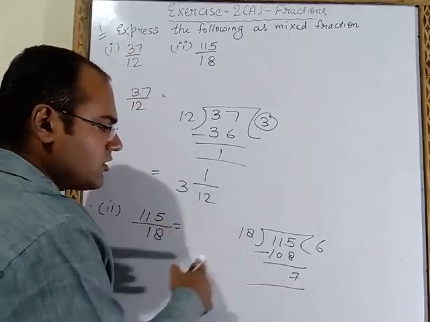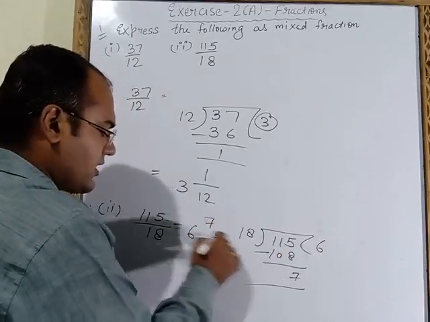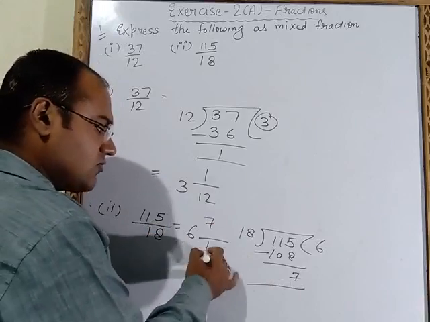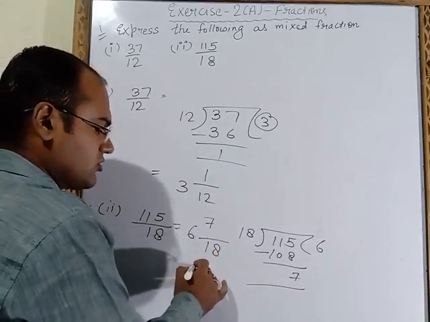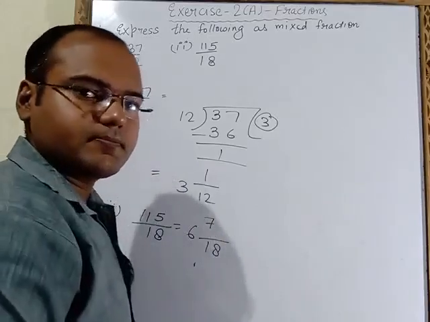So what we have to do? This 6 we have to write in whole. Remainder we have to write upside. And in the denominator 18 is there. So we have to write upon 18. So this is your final answer. So like this you have to do such questions.